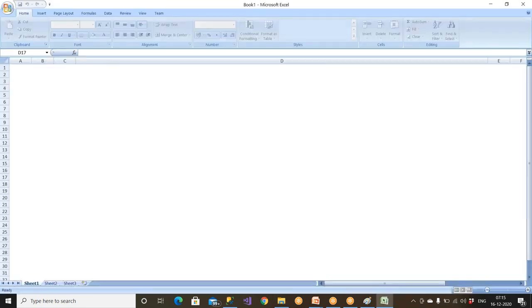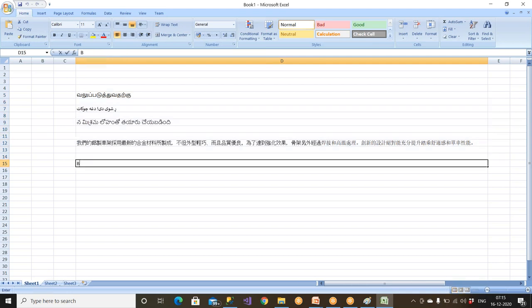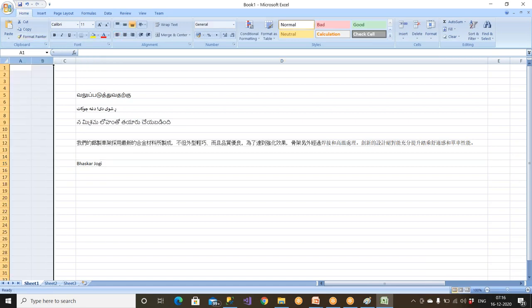So now we can see the same data as it is. Excel also supports Unicode characters. Unicode means all data, including English. You can store your name in English, and that also gets saved. Clear?